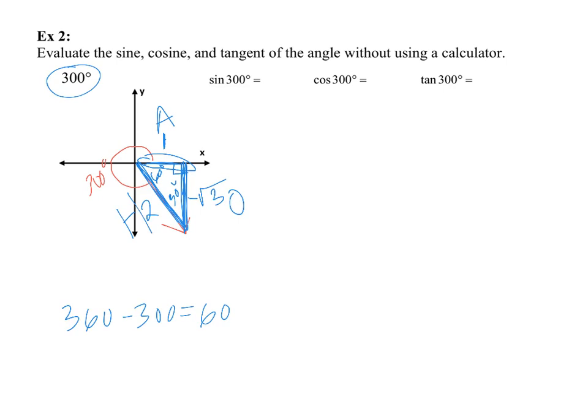Now we can answer the questions. For sine, we have opposite over hypotenuse. Cosine is adjacent over hypotenuse. And tangent is opposite over adjacent. That's all there is to it. It's actually very, very simple to do once you understand the underlying concept. Make sure to ask for help if you need it.